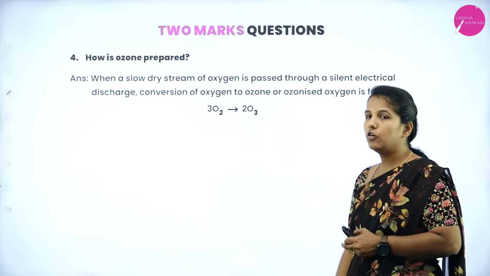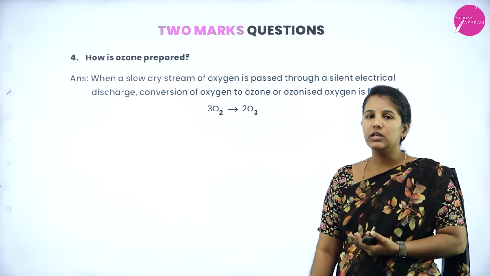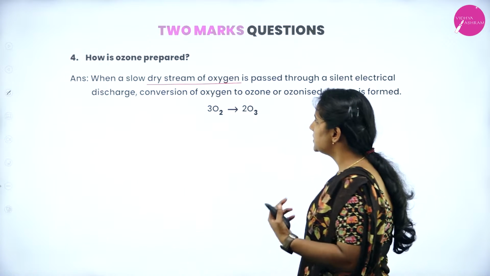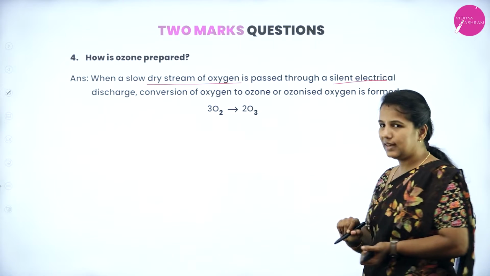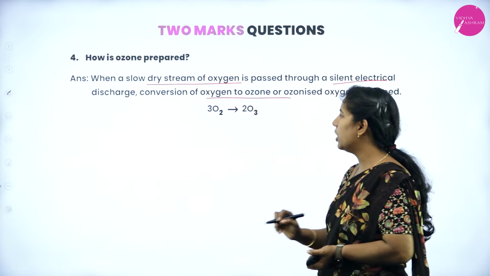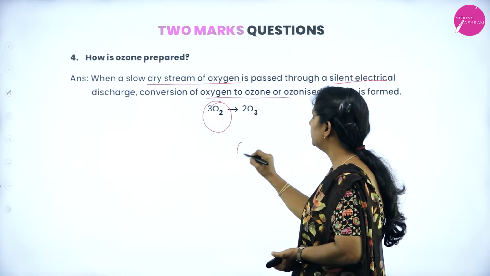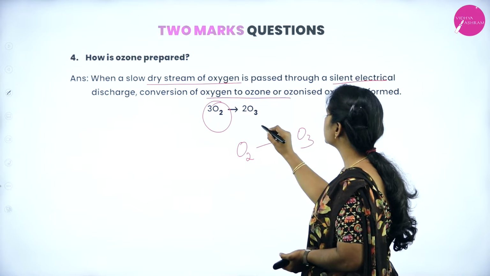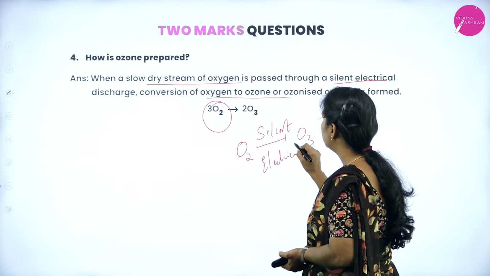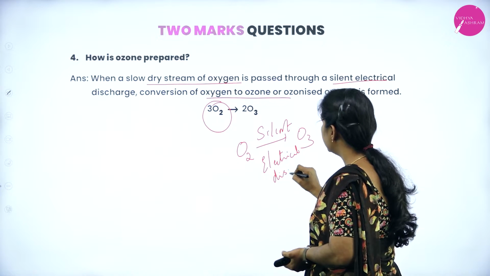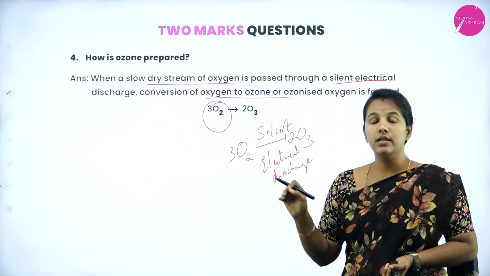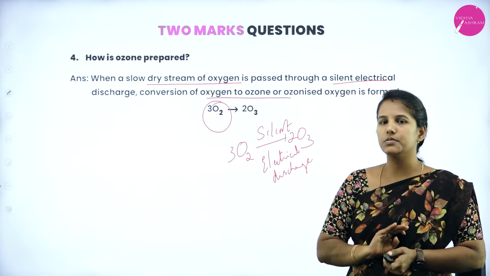Next, how is ozone prepared? It is very, very important. How can ozone be prepared? It is obtained when a slow dry stream of oxygen is passed through a silent electrical discharge, and conversion of oxygen to ozone takes place. So you are converting oxygen to ozone in the presence of a silent electrical discharge, which means that during this preparation of ozone, no sparks are produced.